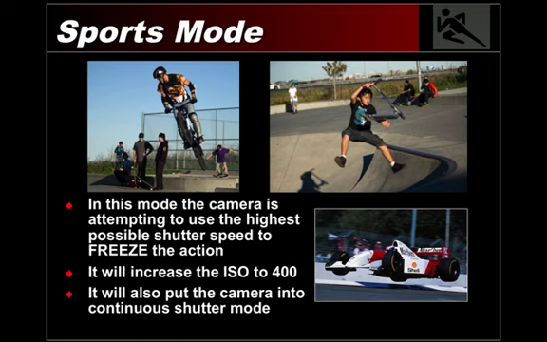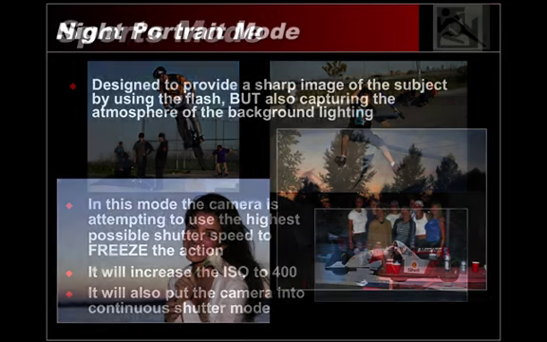Sports mode. The icon shows somebody running, and in this type of mode, of course, you need to be able to freeze the action very quickly. To do that, you've got to have a very quick shutter speed. So the camera automatically increases the ISO to 400 if you're out in bright daylight, and it will freeze the frame very quickly, as we can see in these pictures. It also allows the camera to go into continuous shutter mode, so you can shoot a number of pictures one right after the other in the sports mode.